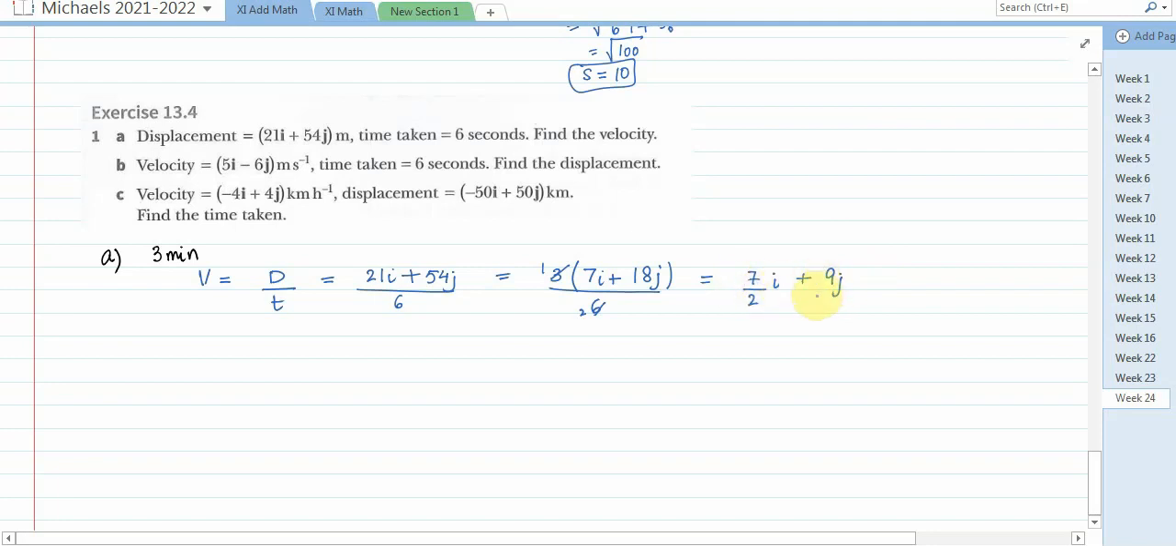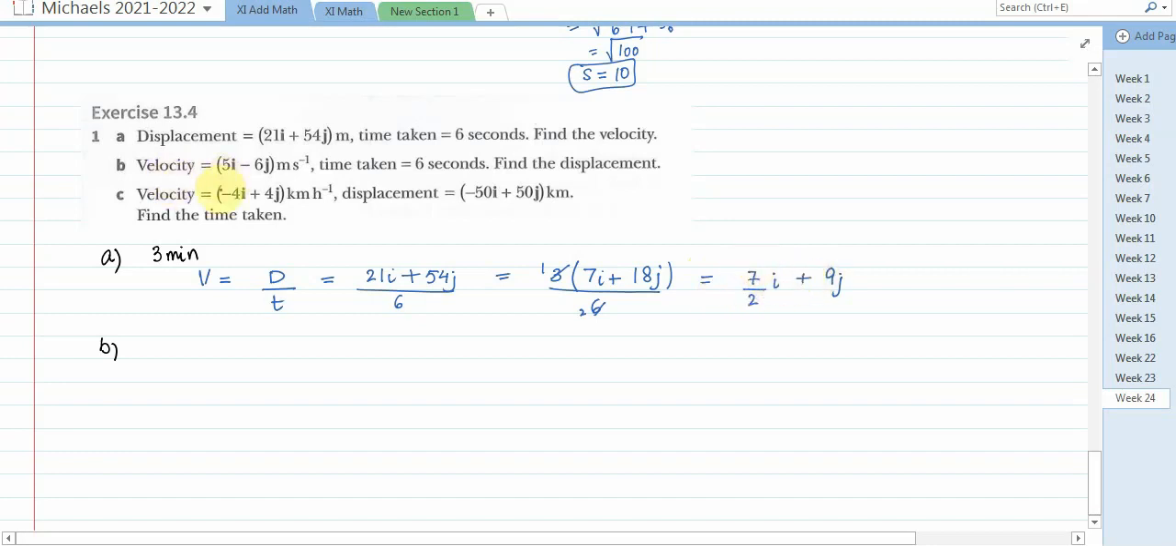7 upon 2I plus 18 over 2, that means it's 9J. Alright. After that, that is all for part A, because we need only velocity, not the speed. If it talks about speed, then you need to find out the magnitude of this expression, right?